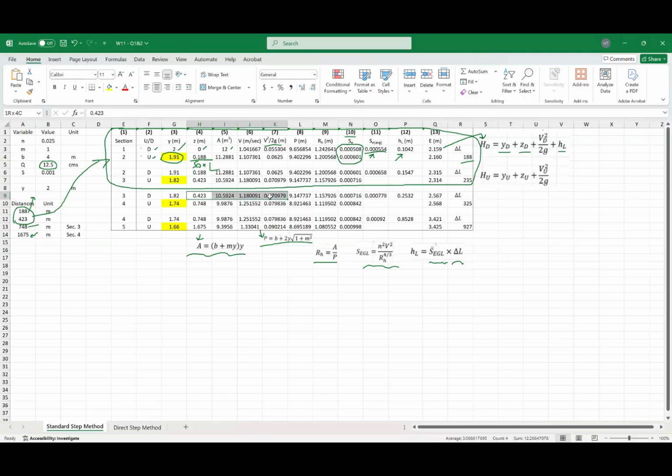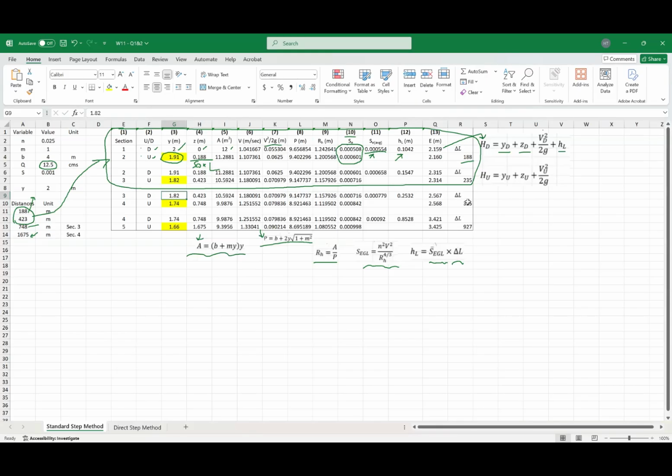So if we write everything we have for the upstream of this point. So this was actually upstream of this point, so the water depth was found as 1.82. And in the next section, which is 748, this will be downstream of this section, which will be 1.82.